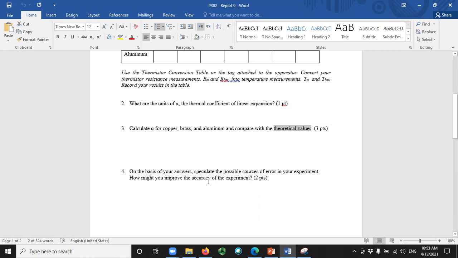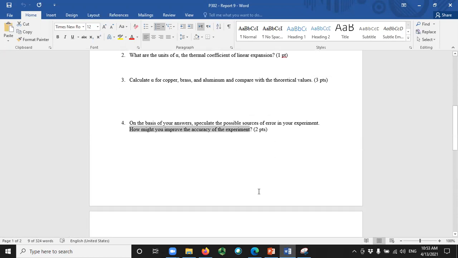How might you improve the accuracy of the experiment? So here you need to write about the possible ways to reduce this shift in the difference. For example, to measure the temperature directly, to isolate the system. Based on the experimental procedure, you are going to watch the experimental video, and based on the experimental video, you are going to deduce the sources of error and how we can improve this experiment to improve the accuracy.